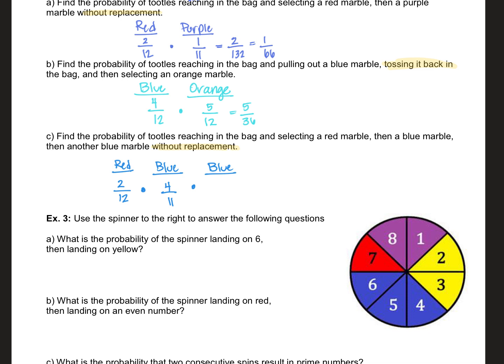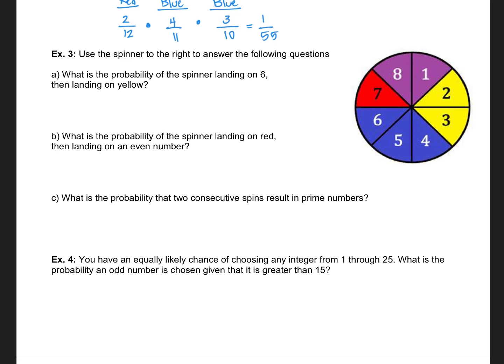Now, this is where you have to be careful drawing this last marble. We're drawing another blue marble, and it's without replacement. So if I started in the bag with 4 blue marbles, but I didn't put it back in, I now only have a chance of getting 3 blue marbles. And again, my total is decreased by 1, so 10. When we multiply all of those together and reduce our fraction, we should be getting 1 over 55 as our probability.